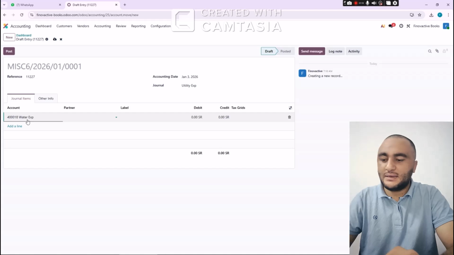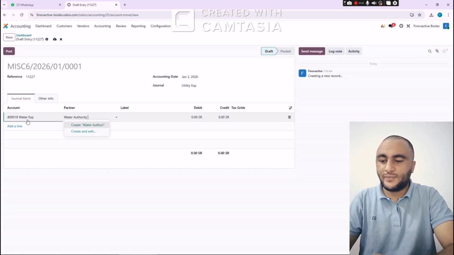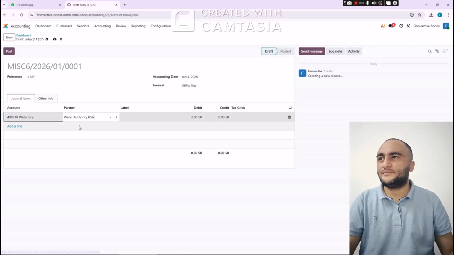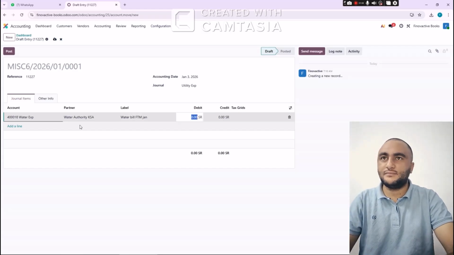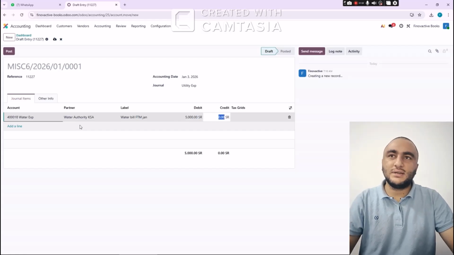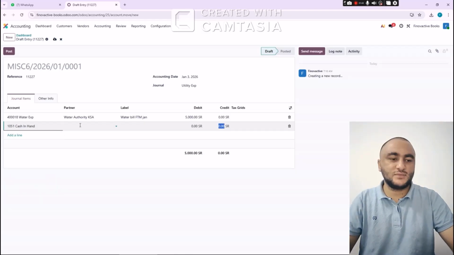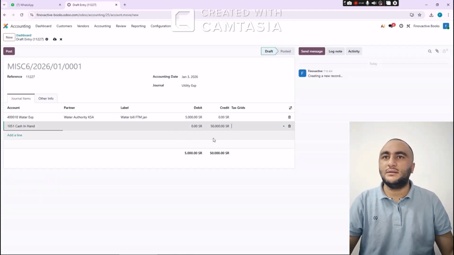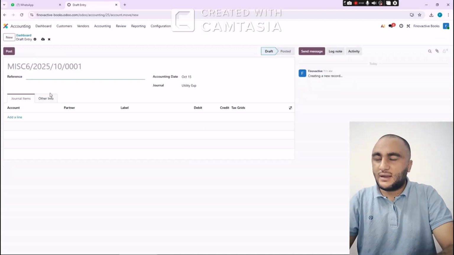Partner will be, let's say, some authority, maybe the water authority, KSA, and label: water bill for the month of June, and it was 5,000. We spent cash on this, so it's 5,000 again. You can post it here. Same, you can reset. Now our new entry for electricity expense.